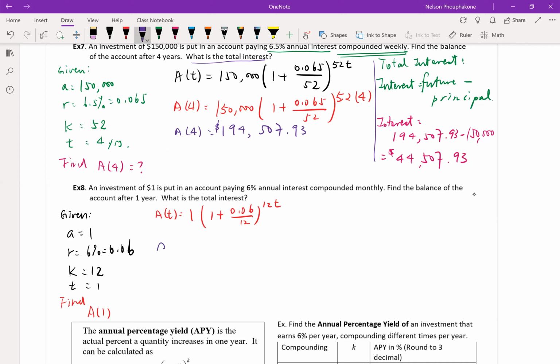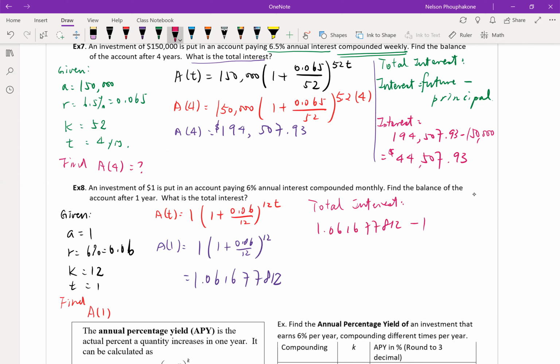And now I have A of 1. And if you use your calculator, you actually will find out that it's 1.0616778112. Now I write down more digits, so then you will see that in the next example, I use the number here. Then of course, how about my total interest? It will be 1.0616778112 minus 1.